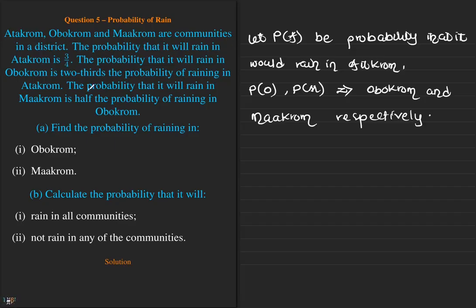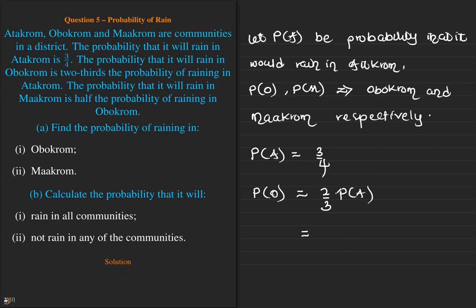The probability that it will rain in Atakrom is 3/4. Now the probability that it will rain in Obokrom: we're told it is 2/3 of what? 2/3 of the probability of it raining in Atakrom. So that is 2/3 of it raining in Atakrom, and we know the probability of it raining in Atakrom is 3/4.